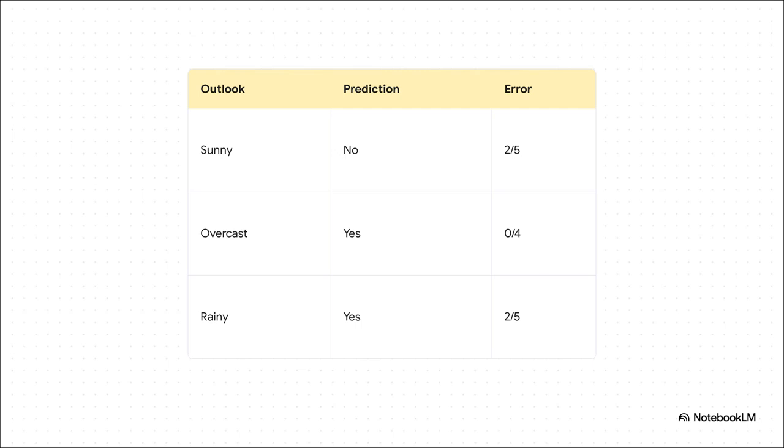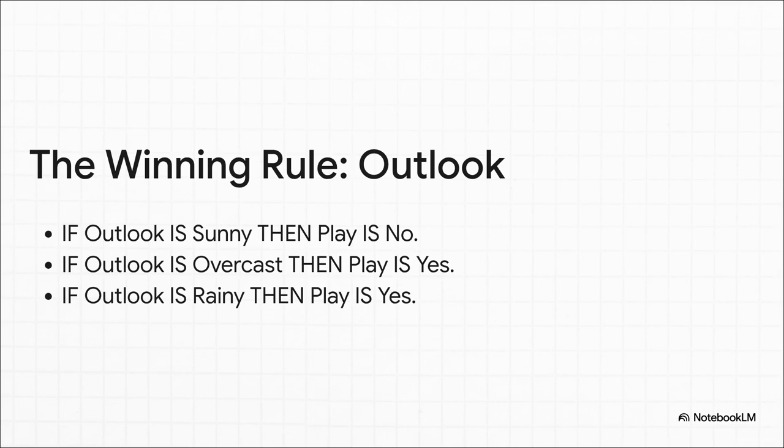The machine groups up all the sunny days and sees that no was the most common answer. For overcast days, it was yes every single time. And for rainy days, yes was the winner. Now, it's not perfect. You can see the errors right there, but the machine does this exact same test for every single one of our predictors. So after testing all 4, we have a winner.